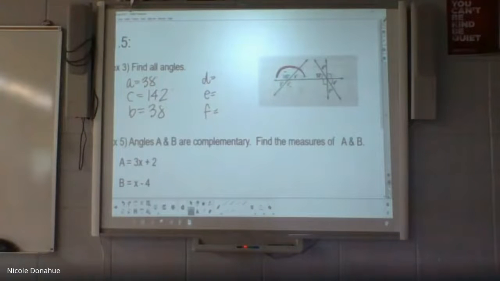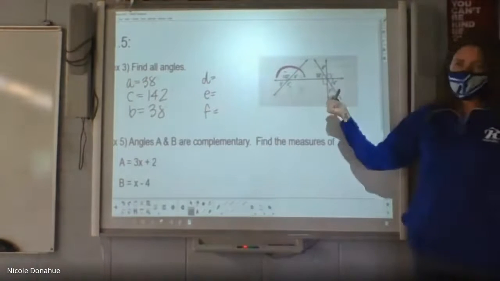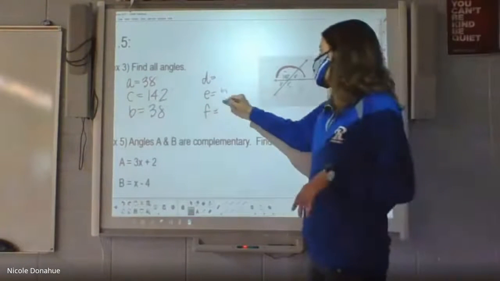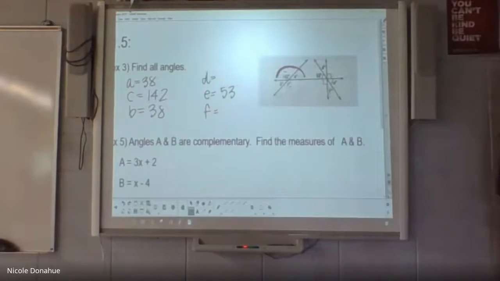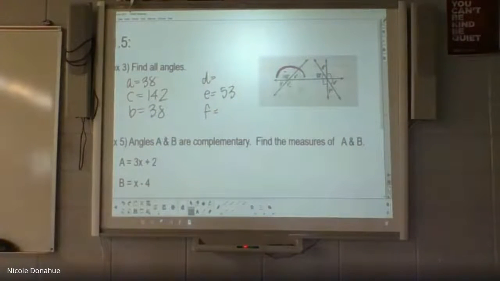You get Reese. E is 53. Again, they wouldn't need to make those marks. They did for us, which was nice of them, but they wouldn't have to. We should know that that's 53. And D and F requires a little bit of work.